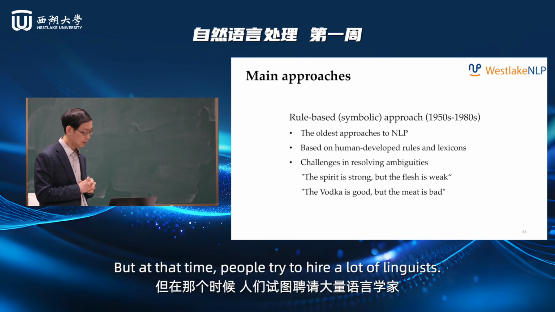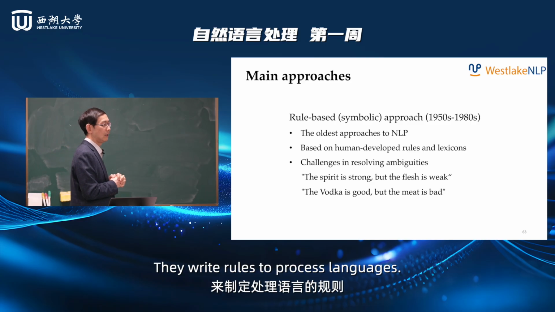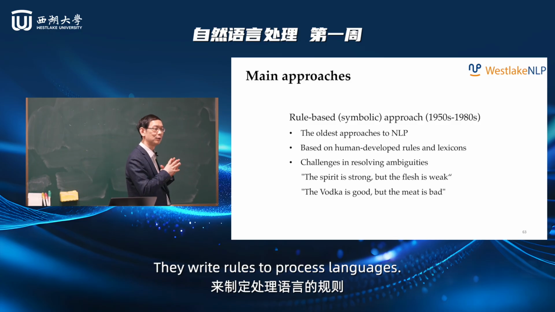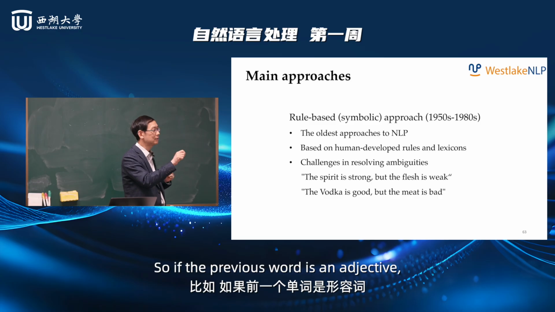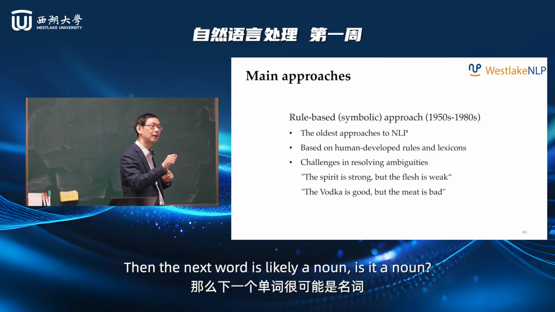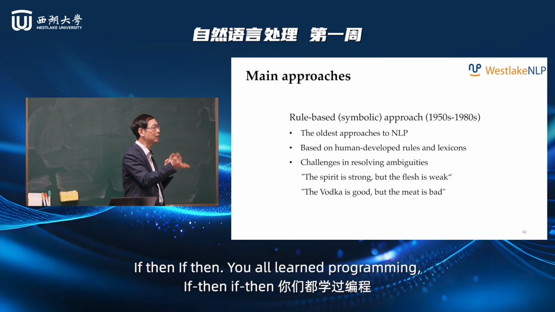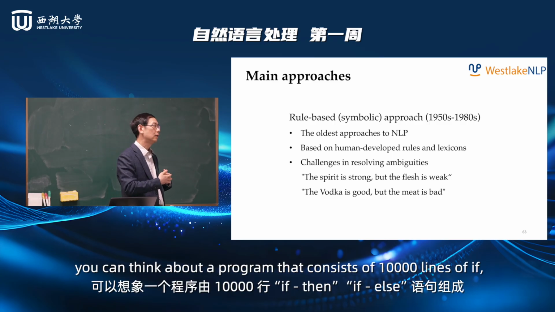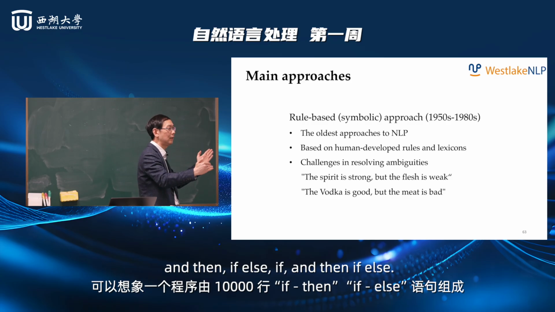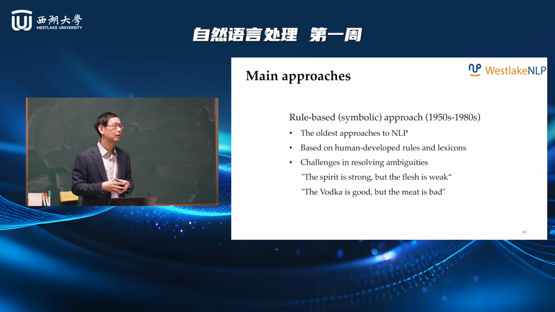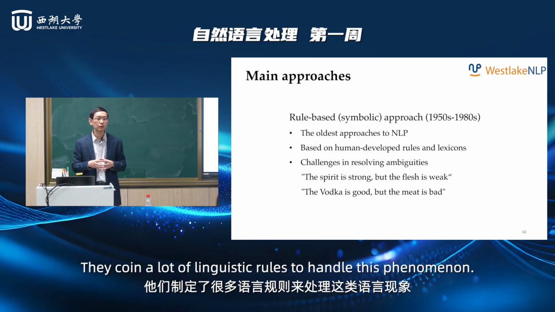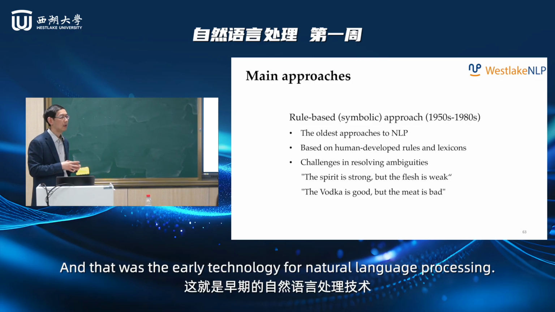But at that time, people tried to hire a lot of linguists. They wrote rules to process languages, okay? So if the previous word is an adjective, then the next word is likely a noun. If, then. You all learned programming. You can think about a program that consists of 10,000 lines of if, and then if else, if, and then if else, okay? This kind of thing. They coined a lot of linguistic rules to handle these phenomena. And that was the early technology for natural language processing.